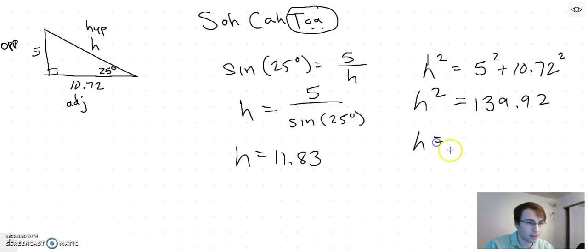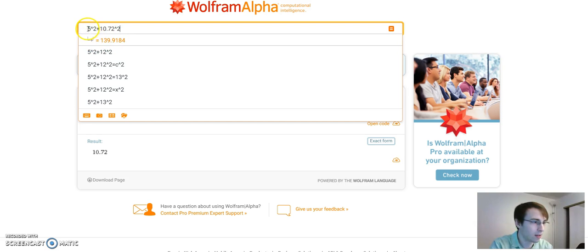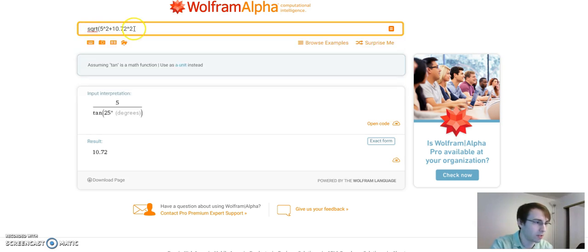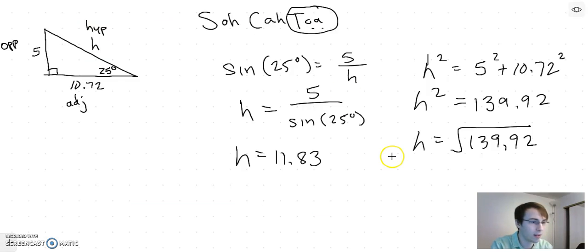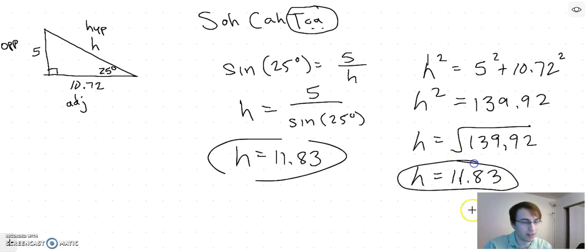So let's say h equals the square root of 139.92. Let's plug that in. Square root of all that stuff. 11.83. And yeah, it matches up either way we do it. Yeah, there we go. We use trig to find the missing side of a triangle.